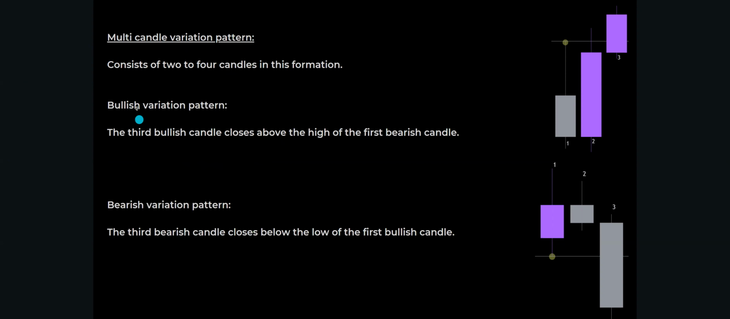So first, we see a bullish variation pattern. The third bullish candle closes above the high of the first bearish candle in this example. You see how the second candle gave us a bullish engulfing, but we did not see that closure happen above the wick. But the third candle actually closes above the wick, right? So we would probably take our entry once the third candle has closed.